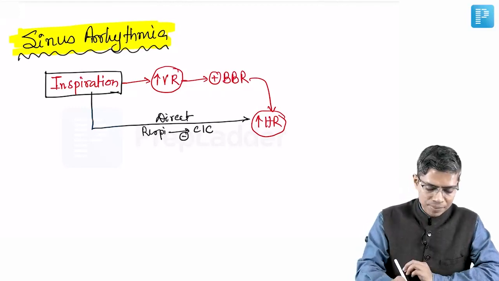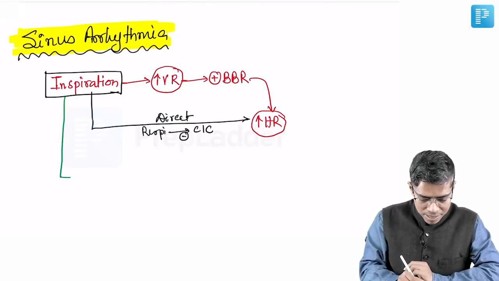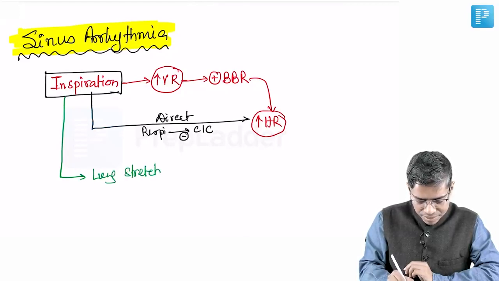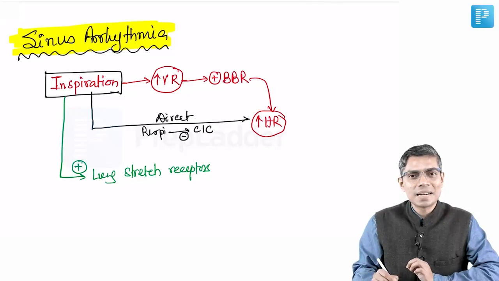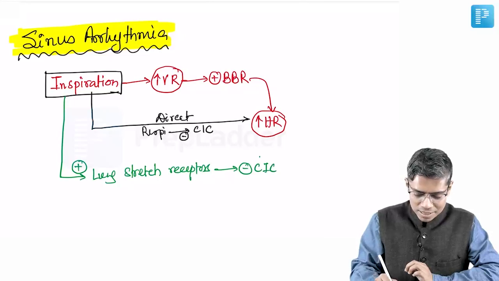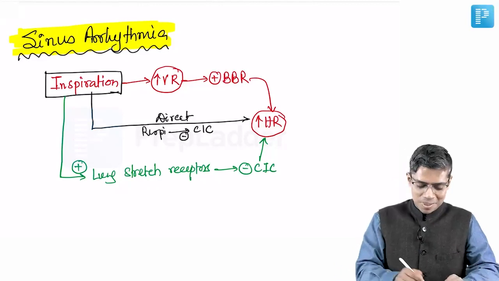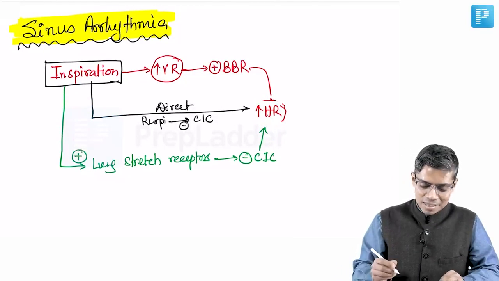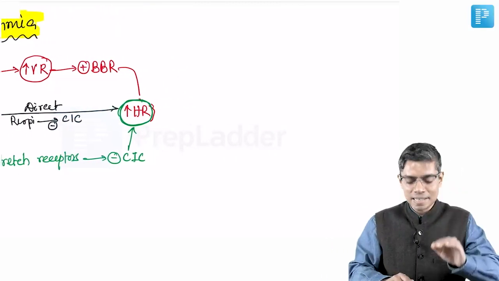Not only that, the third thing: during inspiration, what happens? There will be expansion of the lung, so the lung stretch receptors will be activated, and we have seen that these also inhibit the CIC, the cardiac inhibitory center, and that will also lead to increase in heart rate. So during inspiration, there is increase in heart rate. Obviously, during expiration, what is going to happen? There will be decrease in heart rate.